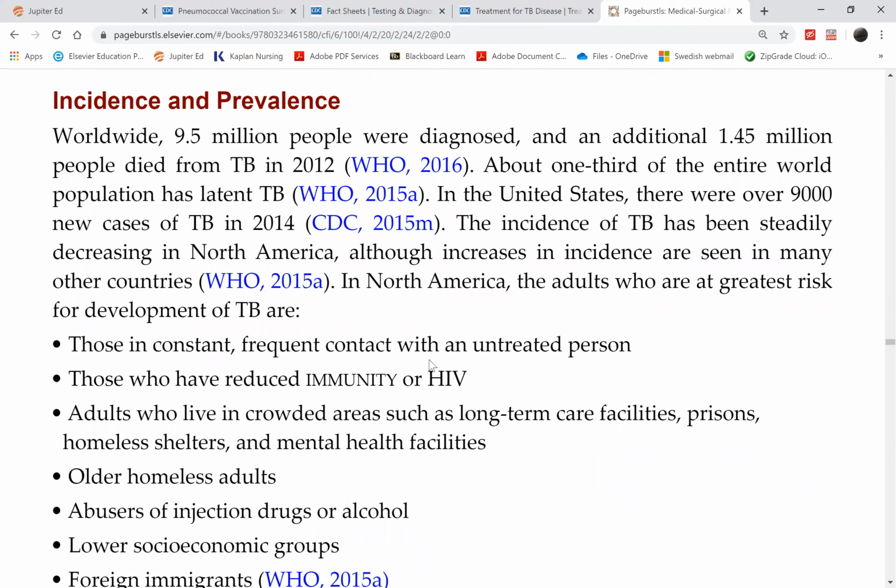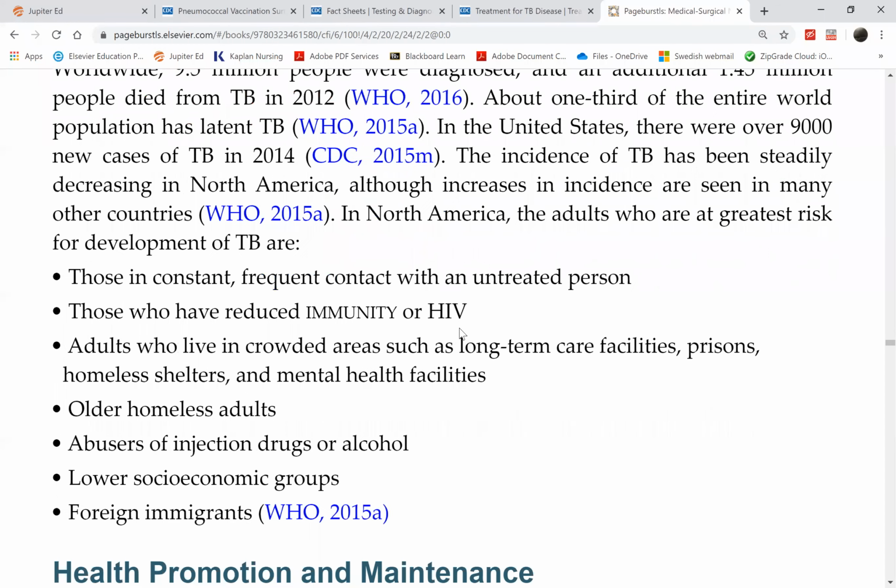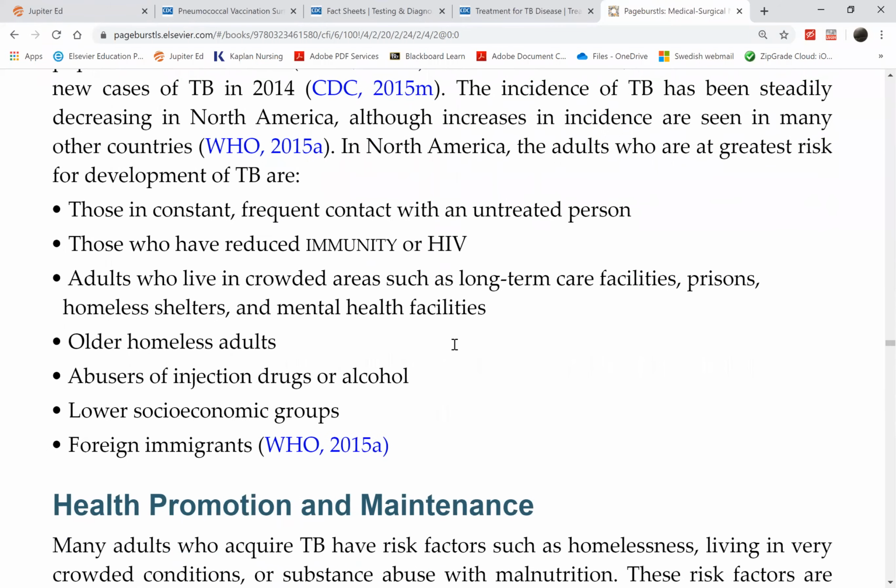We are increasing now in number because of migration and air travel, and we're now more connected. So with increasing migration between countries, it's now spread worldwide. But who is at risk for TB?